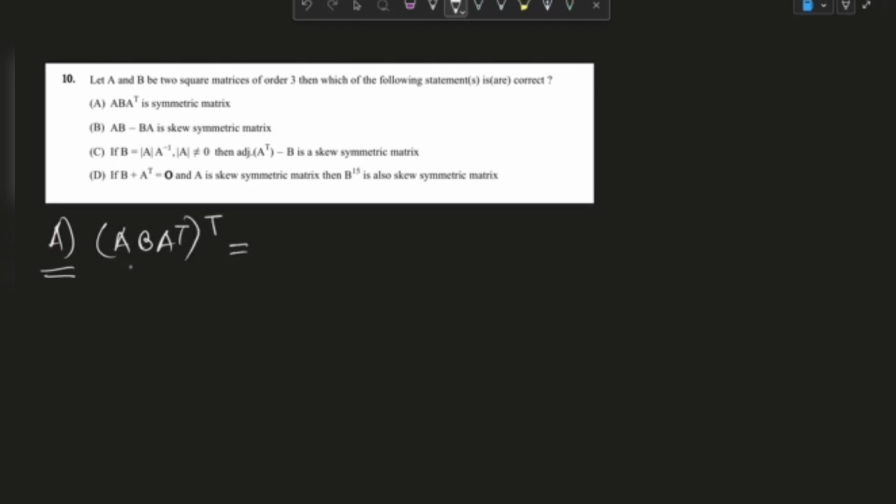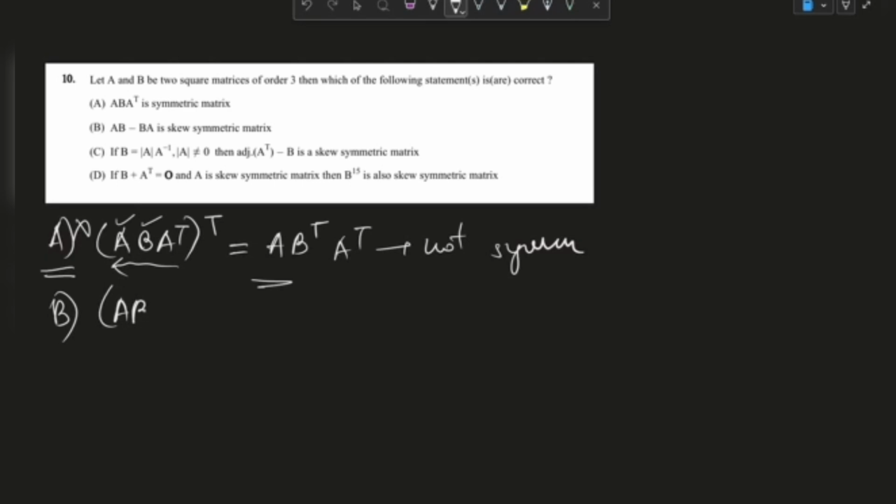There is the reversal law. So from here we will write A transpose whole transpose A, then B transpose, and finally again A transpose. So basically these are not equal, so option A is incorrect. It's not symmetric.